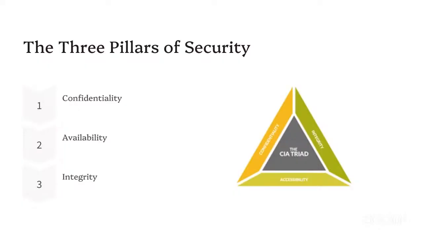And availability means that the data should be available when needed, and integrity means the data should be accurate and correct, not modified or tampered with. So these are the three key pillars of security, and it's called the CIA triad.